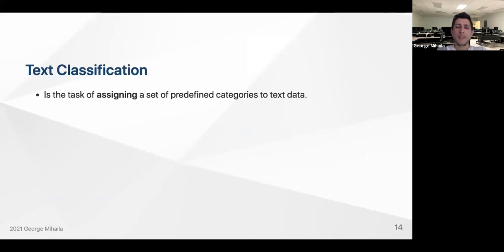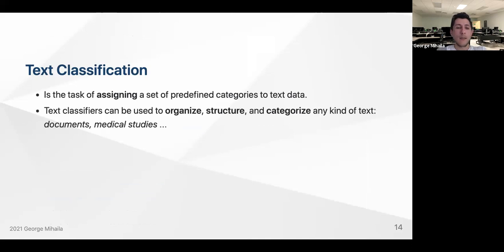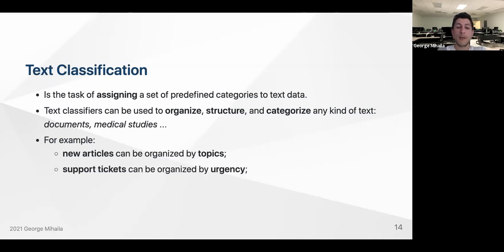So what is text classification, right? Probably a lot of you know already. It's just a task of assigning a set of predicted categories to text data. If you have a text classifier, you can easily organize, structure, categorize any kind of text. So if you have news articles, you want to categorize them by topics, you can easily do it with a text classifier. If you have support tickets, for example, you can organize them by urgency.